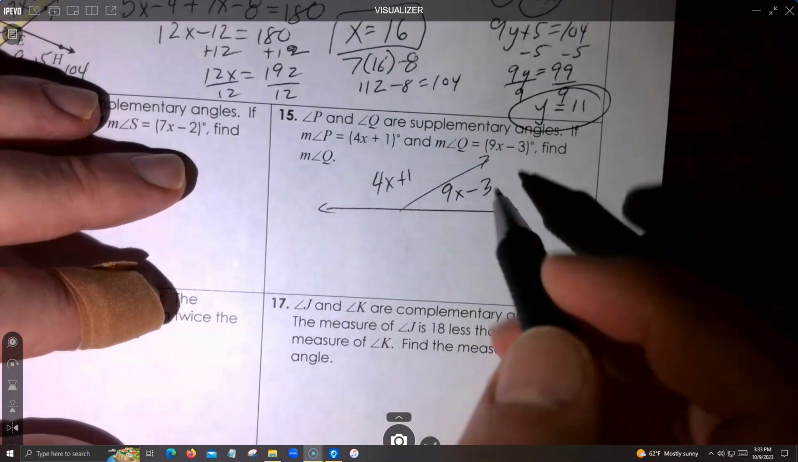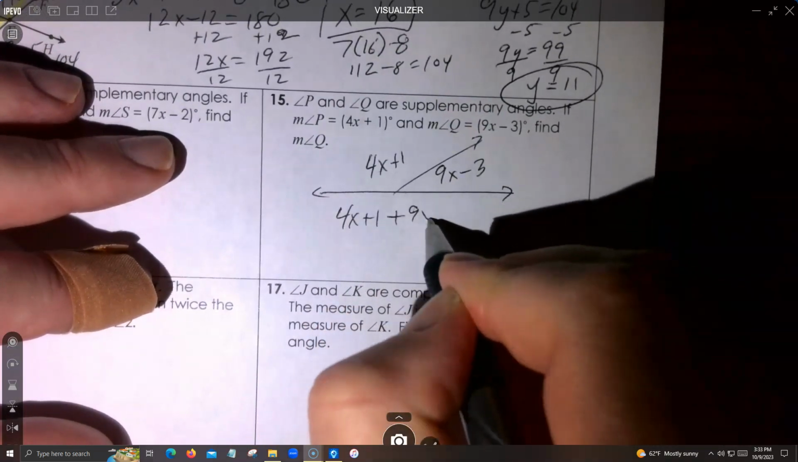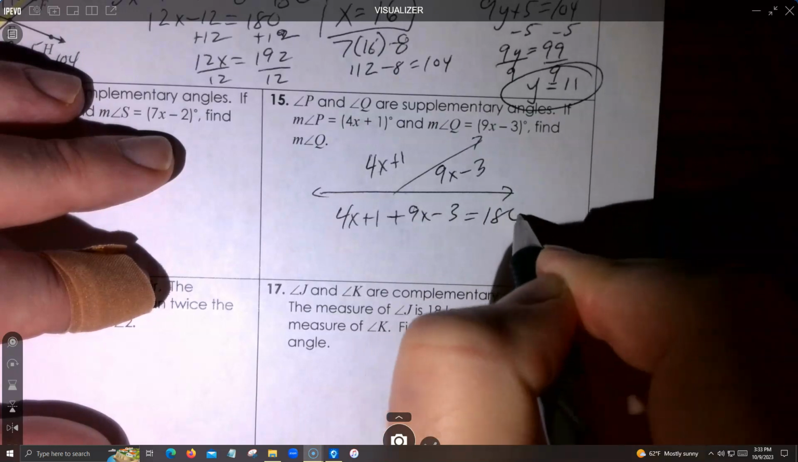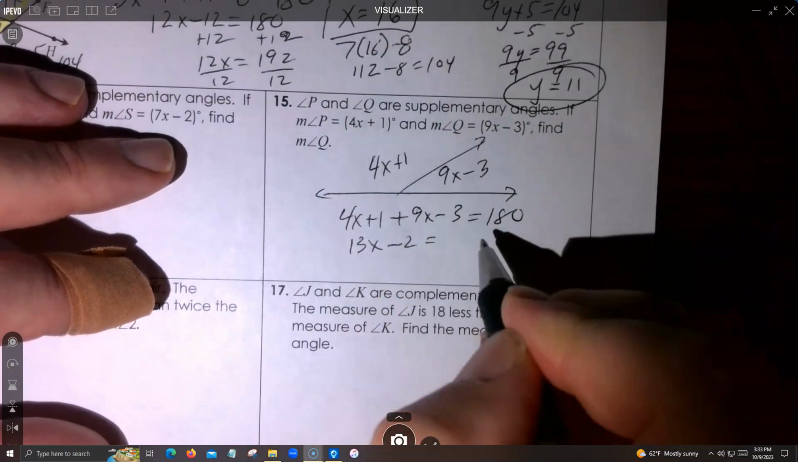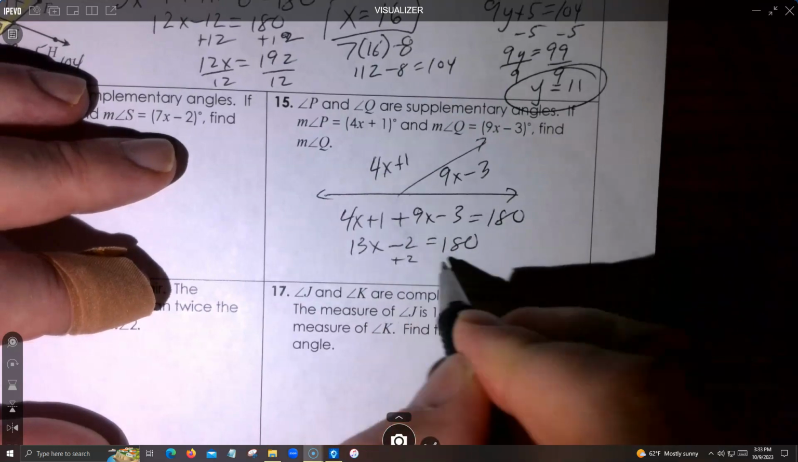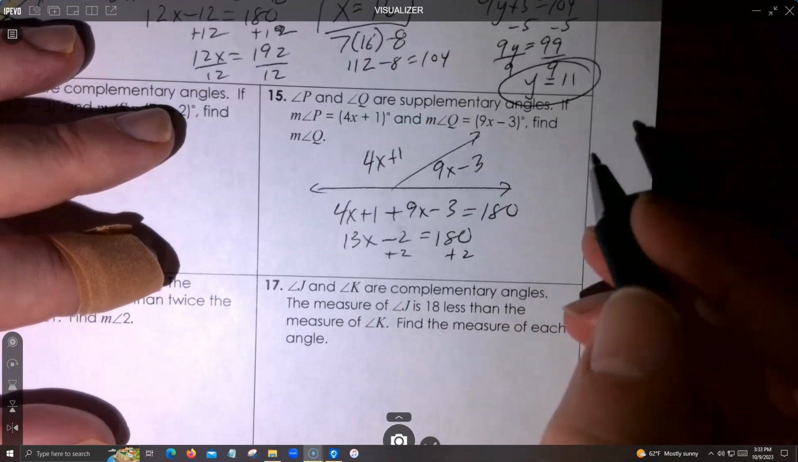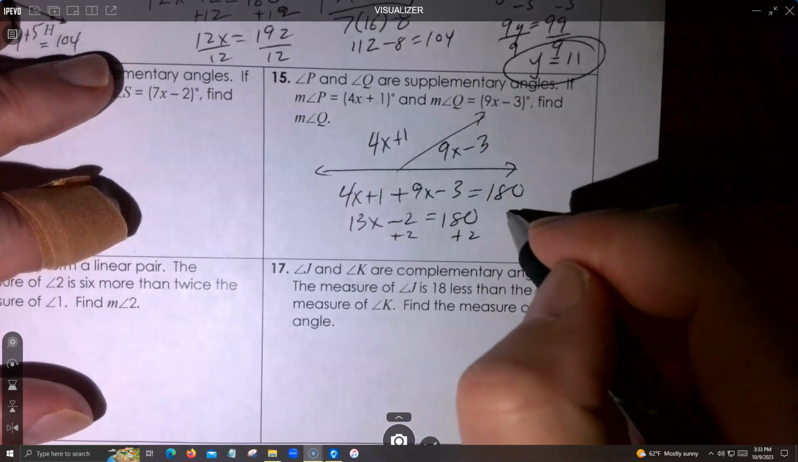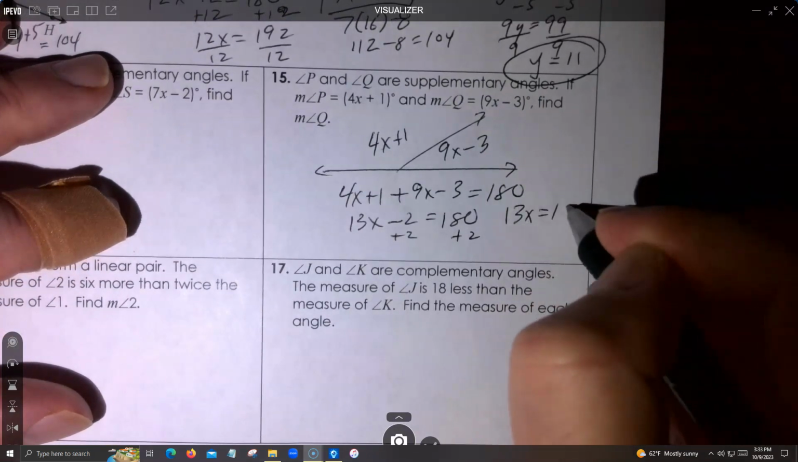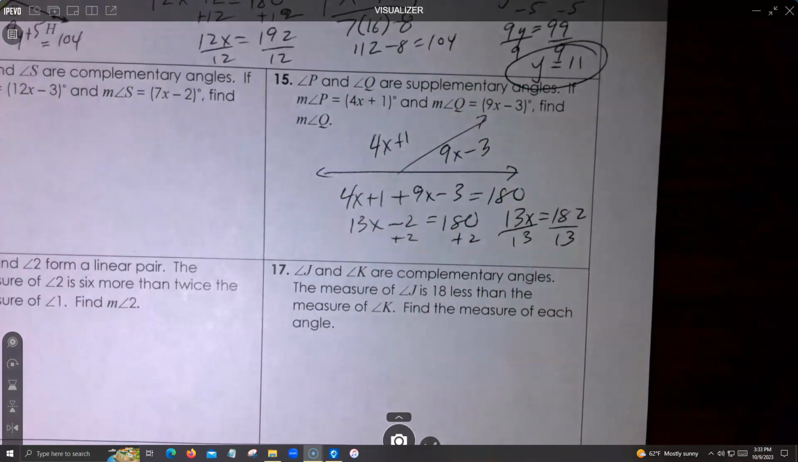So since they're supplementary, I'm going to add them together and set it equal to 180. So that's 13x minus 2 equals 180. Add 2 to both sides. That does not seem like it's going to give me a nice, neat, pretty answer, but we'll see. 13x equals 182. Divide by 13. This math is getting rougher and rougher for my brain.